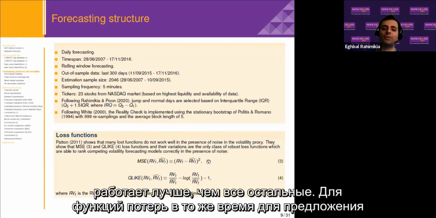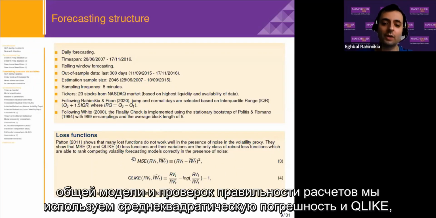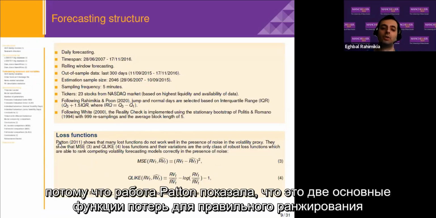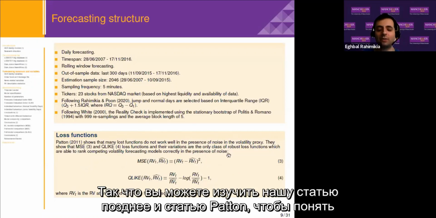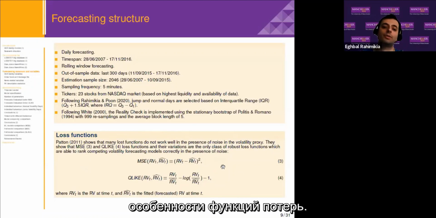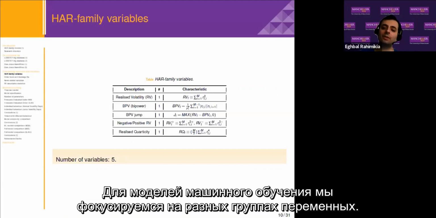And for the loss functions, both for proposing the models and for the general model, and also for the robustness checks, we are using mean square error and QLIKE, because past papers showed that these are the two main loss functions for properly ranking realized volatility forecasting models. So again, you can refer to our paper later and that paper to understand the details about these loss functions.